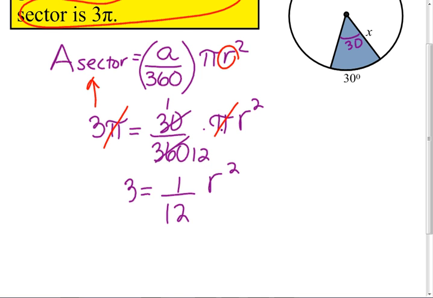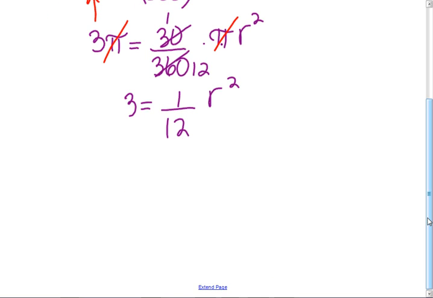Now, some of you might want to divide by 1/12, which is the way it is on the slide that's posted on the internet. I wouldn't do that. Instead, let's multiply by 12, because that's way easier. The opposite of dividing by 12.